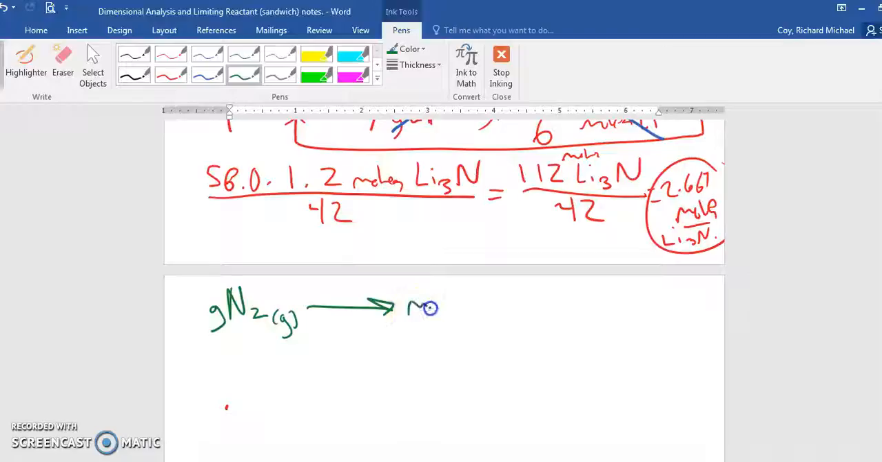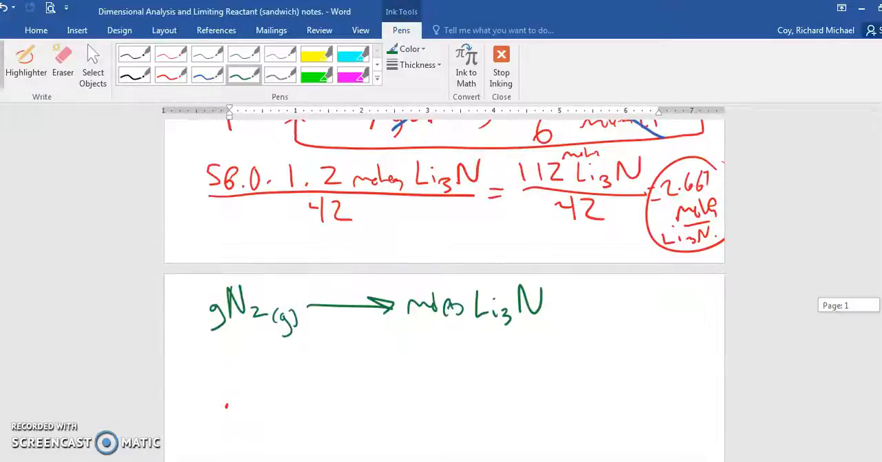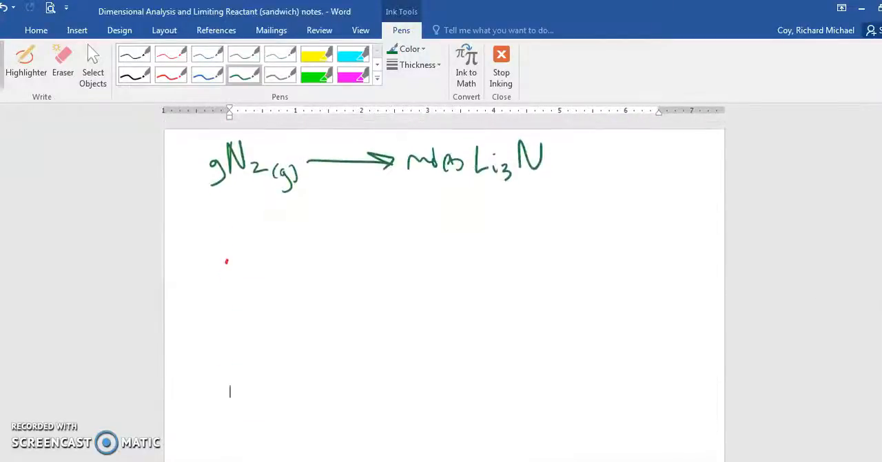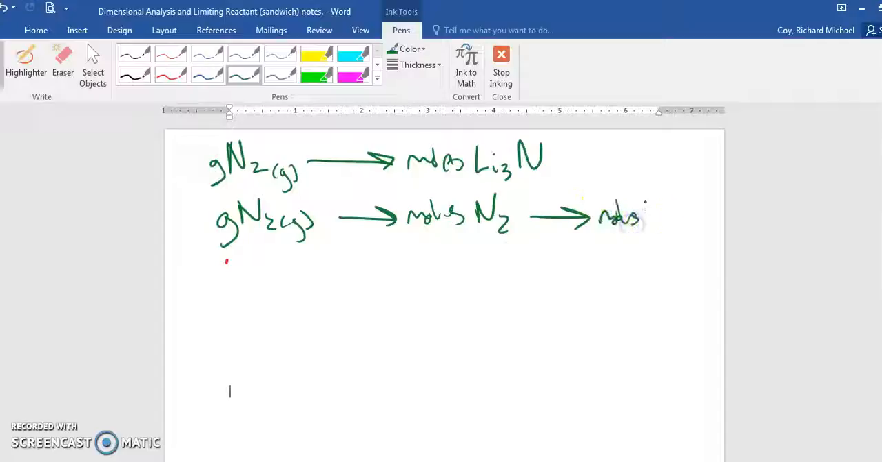2 moles of lithium nitride. All right, same issues and concerns as before, and solutions too. We can't go directly from grams of nitrogen gas to moles of lithium nitride, but we can go from grams of nitrogen gas to moles of nitrogen gas, and from there to moles of lithium nitride.